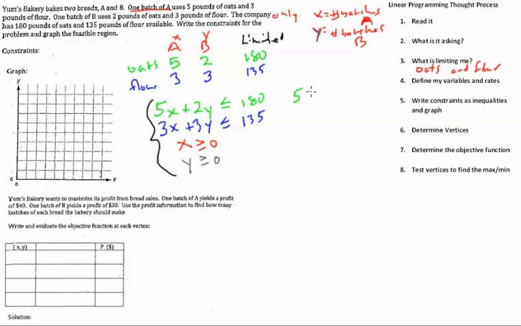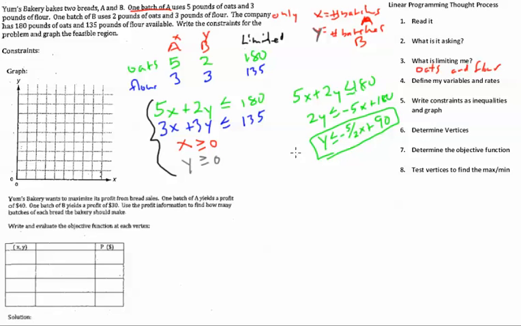So here I can rewrite my first inequality and begin to solve it. First I get 2y is less than or equal to negative 5x plus 180. I bring that 5x to the other side, and I divide both sides by 2. Y is less than or equal to negative 5 halves x plus 90, because 180 divided by 2 is 90. I'll go ahead and box that, because here I've isolated my y. I've got my inequality in a slope-intercept kind of form.